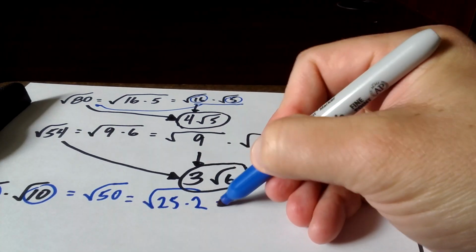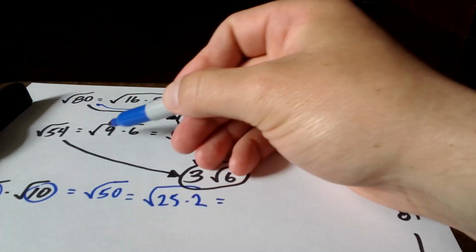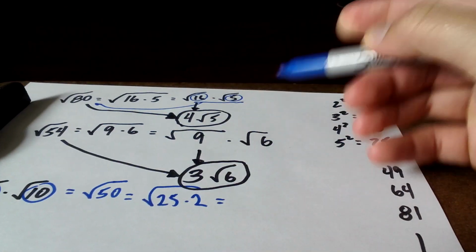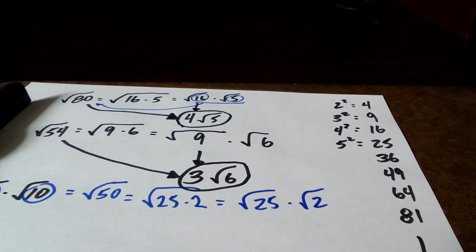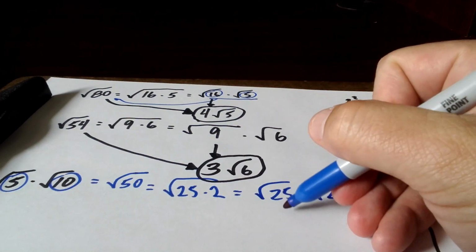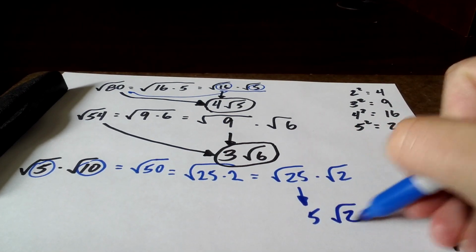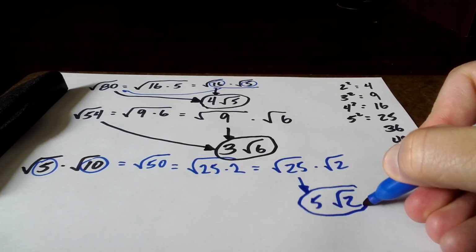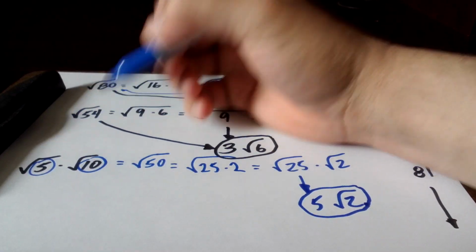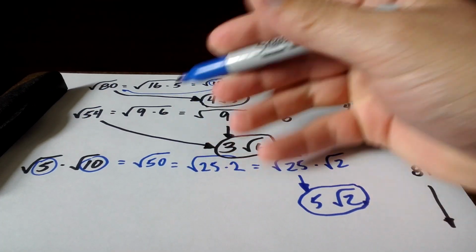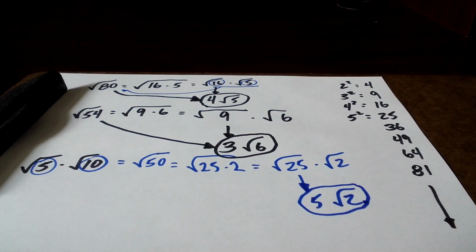So we have two numbers inside. We will give them, just like we did up here, two numbers, radical, radical. They each get their own symbol. So we got radical 25 times radical 2. What is the square root of 25? Everybody knows that. It is 5. So we have 5 radical 2. So radical 5 times radical 10 gave us radical 50, and we simplified that to 5 square root of 2.